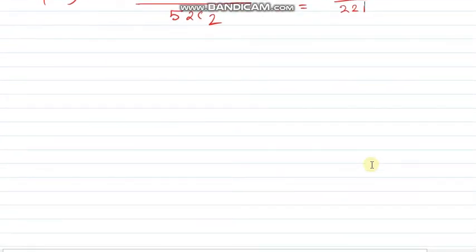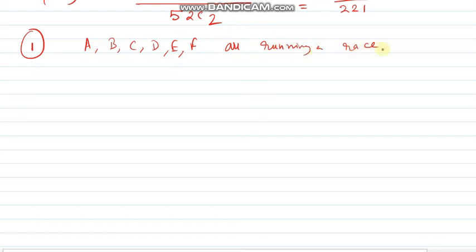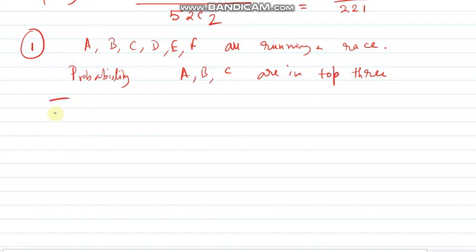Now I am going to show you one sum where the arrangement matters. The sum is: A, B, C, D, E, F are running a race. The first question: what is the probability that A, B, C are in the top 3? Now as they are running a race, how many ways is the total possible outcome? What will be the total possible outcome, if I ask you?